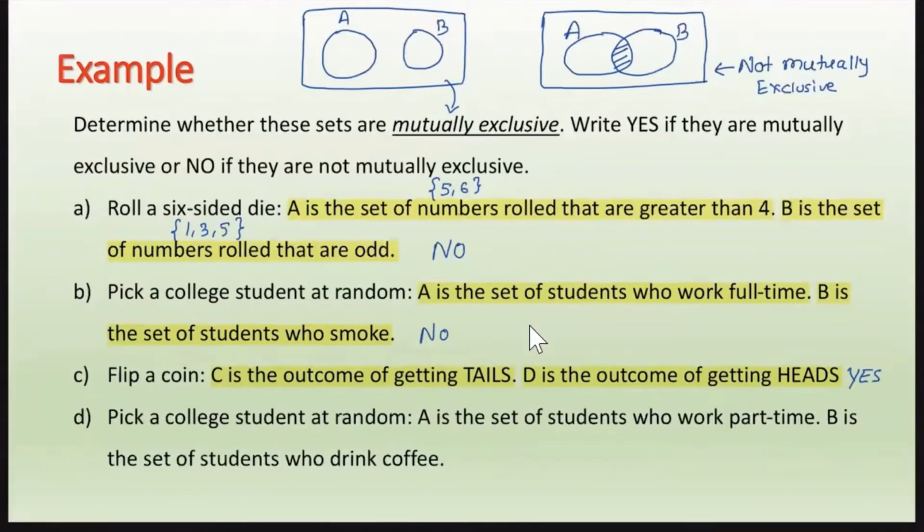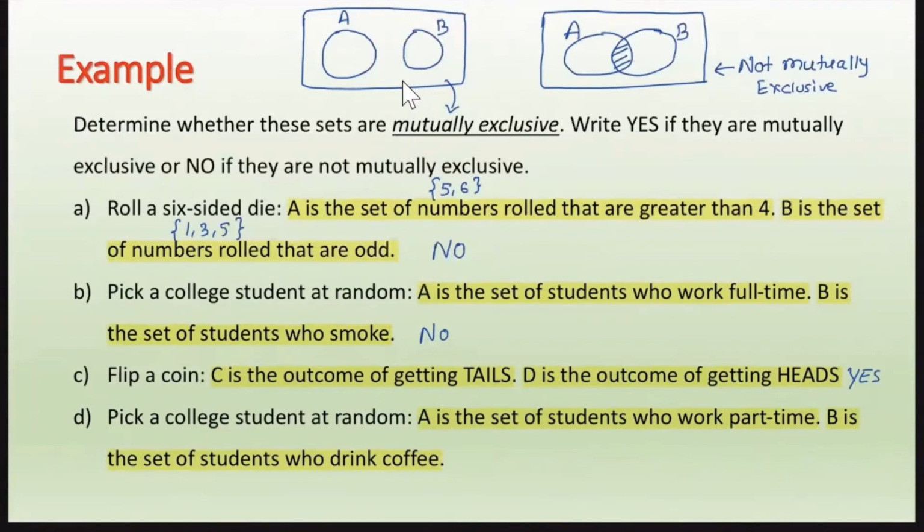And then the last one. Again, pick a college student at random. A is the set of students who work part-time, and B is the set of students who drink coffee. Do you think that students who work part-time drink coffee? Is it possible? Yes, that means there is something common between these two. We are looking for the disjoint case, and this is not the case. So the answer is no.